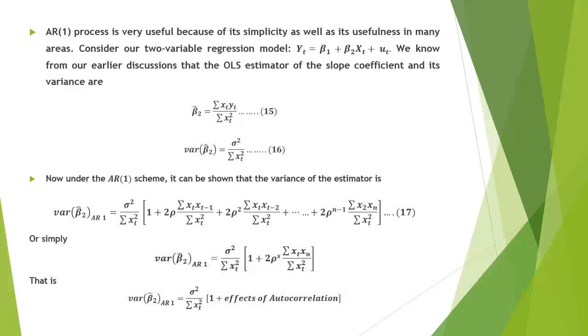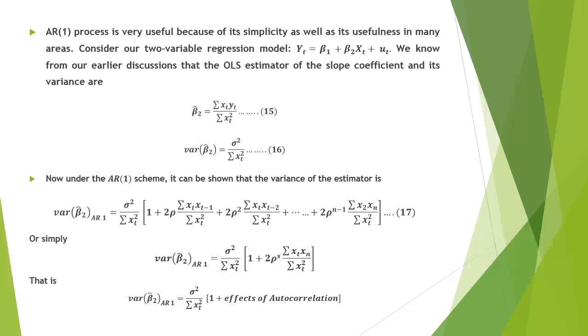Now let us consider our two variable regression model, that is yt is equal to beta 1 plus beta 2 xt plus ut. We know that the OLS estimator of the slope coefficient, beta 2 hat, is equal to sigma xt yt divided by sigma xt square. This is nothing but the covariance between x and y divided by the variance of x. And the variance of beta 2 hat is equal to the homoscedastic variance of the disturbance term divided by the variance of the independent variable, that is sigma square divided by sigma x square.